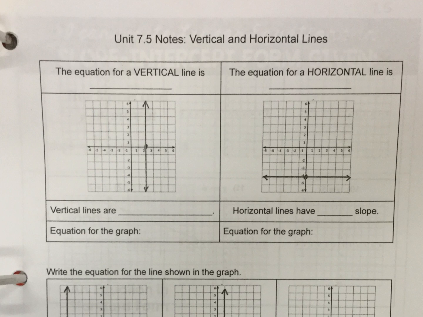All right. The equation for a vertical line is x equals, I'm just going to write a. It's whatever number it'd be. x equals 4, x equals 2, x equals -1. Vertical lines are always undefined.